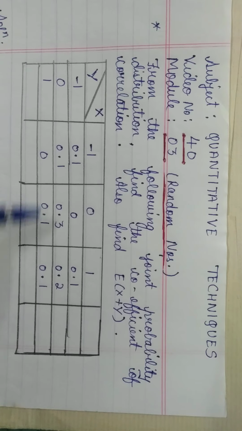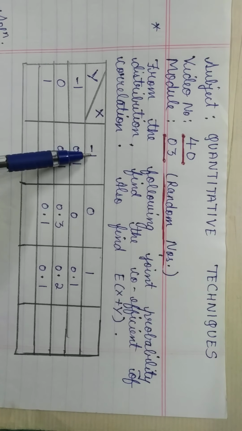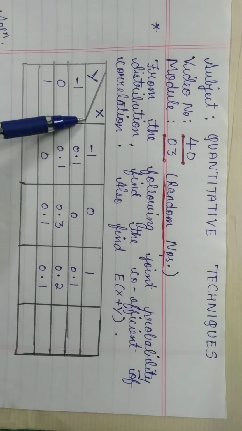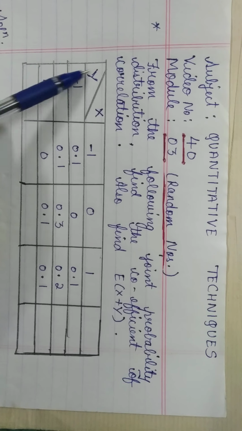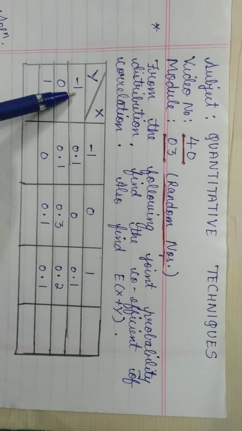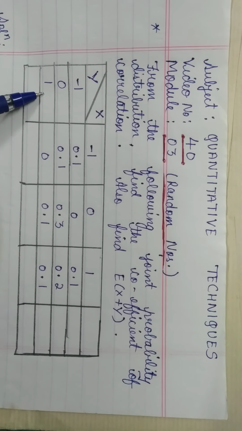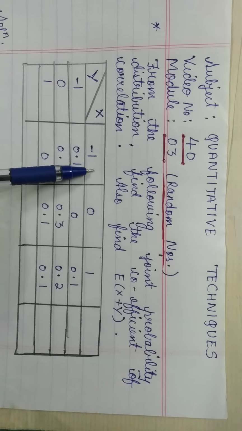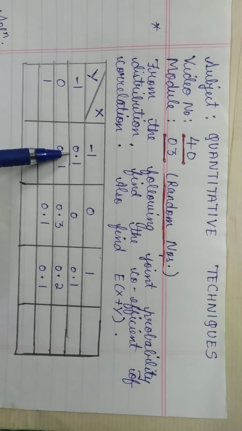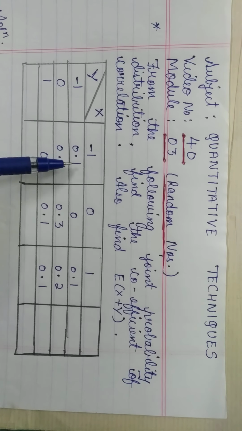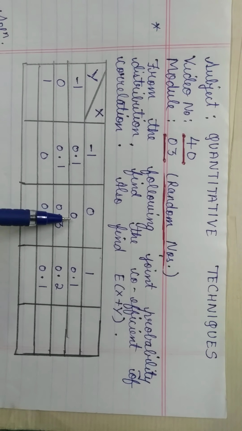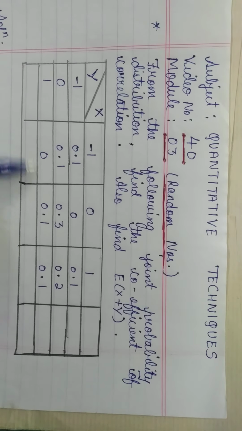So the table given is like this: x, y. X can take the values -1, 0 and 1. You can see this line is dividing here, so x is for this and y is for the below one. So y can take the values -1, 0 and 1. And what are the probabilities? Suppose x takes the value -1 and y also takes -1, the probability of both happening together is 0.1. Similarly, x can take the value 0 and y can take -1, and the probability of that happening is 0, and so on. So this is the problem that is given.